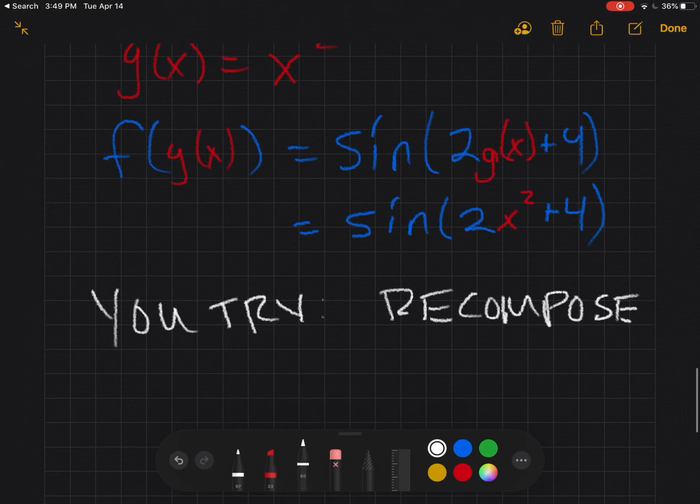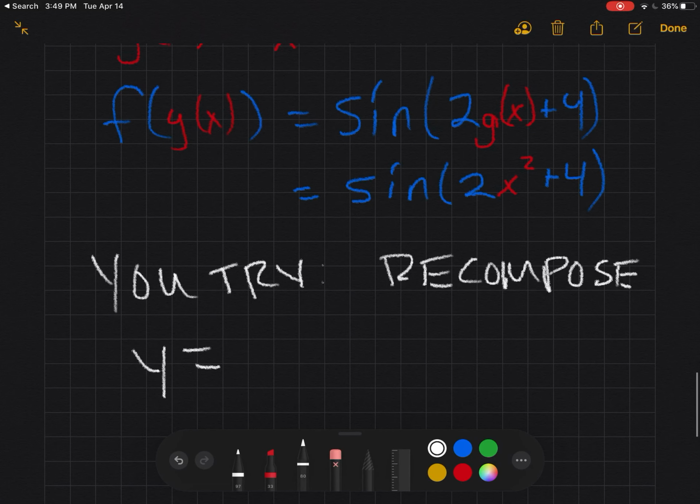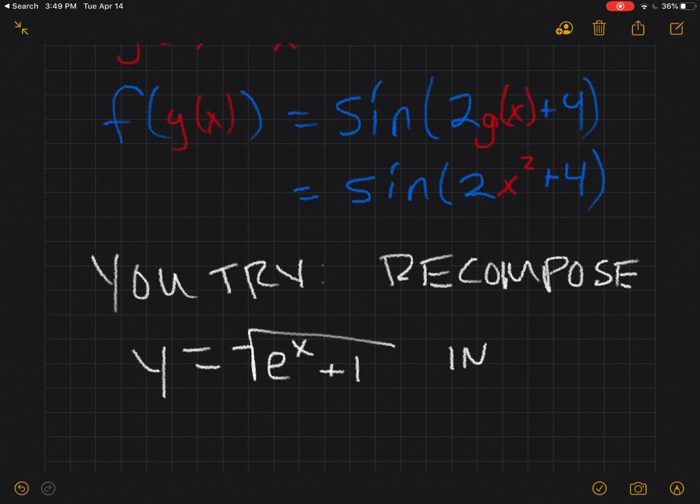I'm going to give you one example that I'd really like you to try on your own and see if you can get. So I want you guys to try this one. You try.